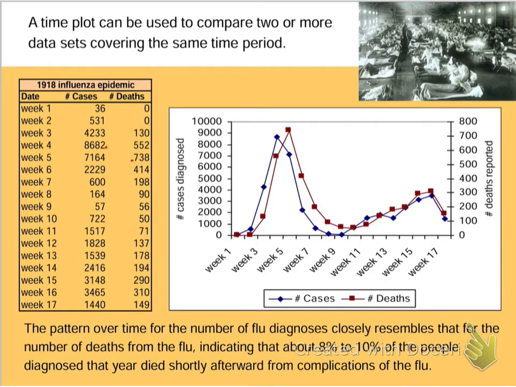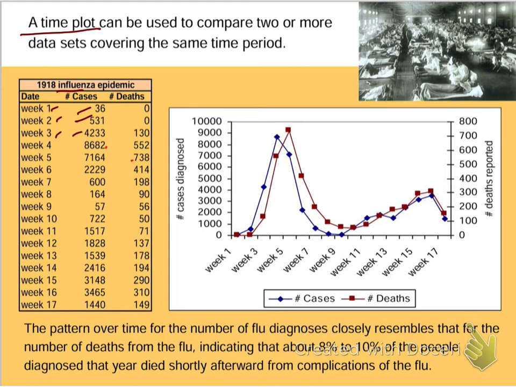As we can see in this slide, we can also use this time plot to compare data. I have in this table, for example, an influenza epidemic. For this influenza epidemic, we have week 1, week 2, week 3, week 4, and so on up to week 17. And they have the number of cases of people who got this influenza: 36 in week 1, 532 in week 2, 4,233 in week 3, and so on.